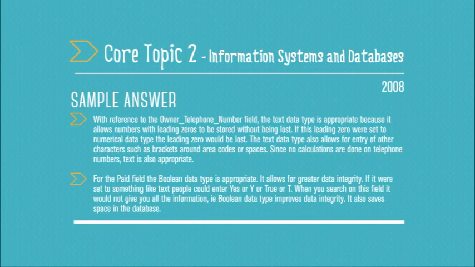So for the second part of the question, the paid field, we set that as Boolean because we want to make a yes or no statement against that. If we were to set it to something like text, then a user could enter yes or Y or T for true. But when you use Boolean, it's just yes or no. We're only using one character for that, so it's appropriate.